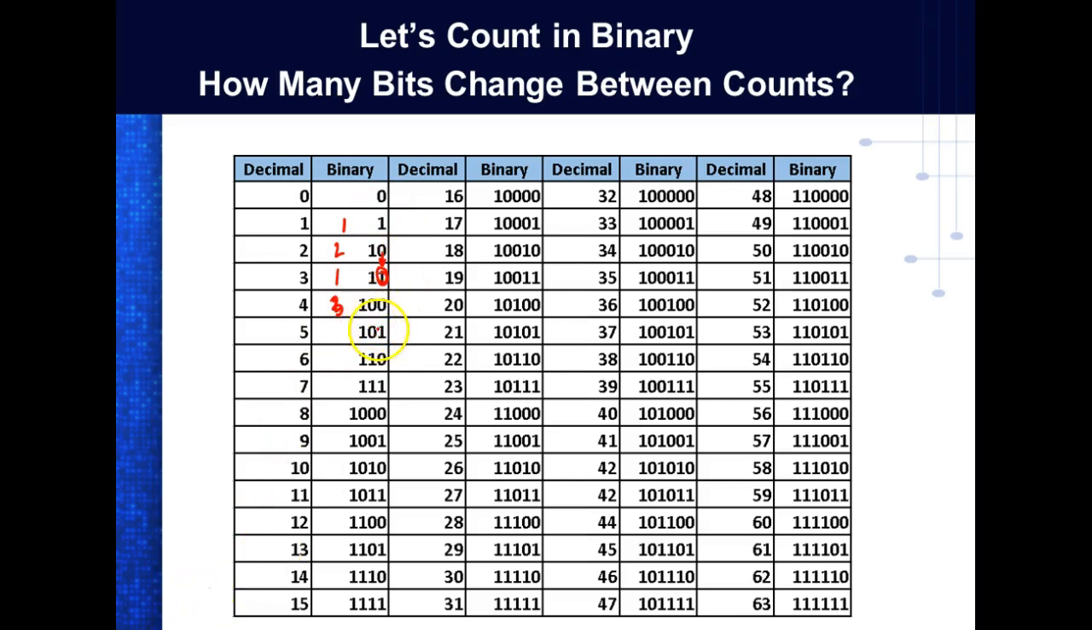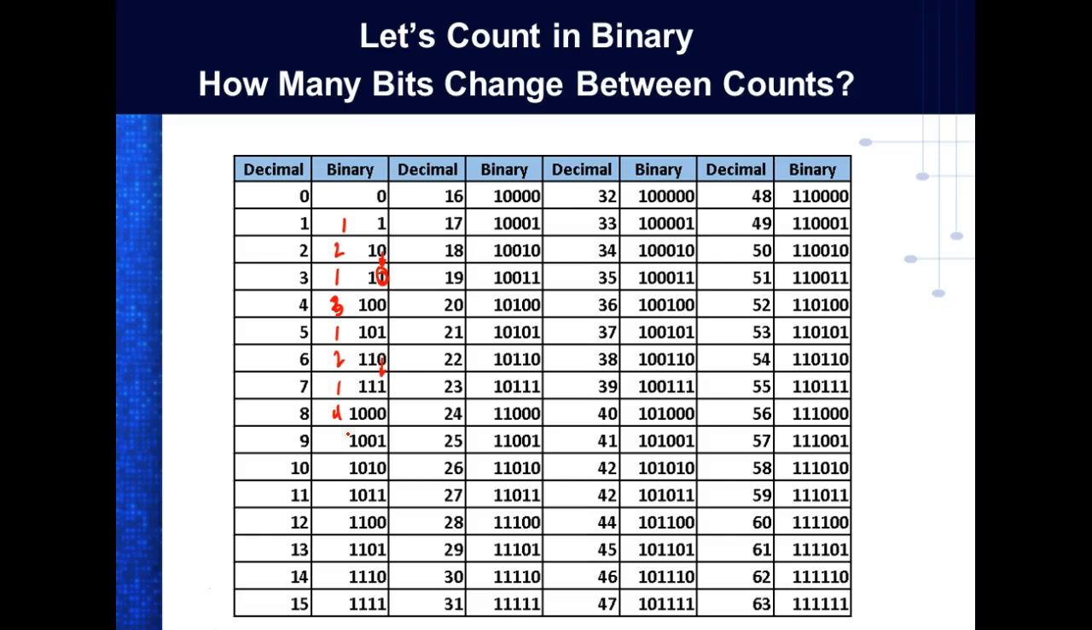When I went from a 4 to a 5, how many changed? 1. From a 5 to a 6, how many changed? 2. And from a 6 to a 7? Just 1. Then from a 7 to an 8, how many changed? So what you can see, when I'm counting in binary, a different number of bits change each time.